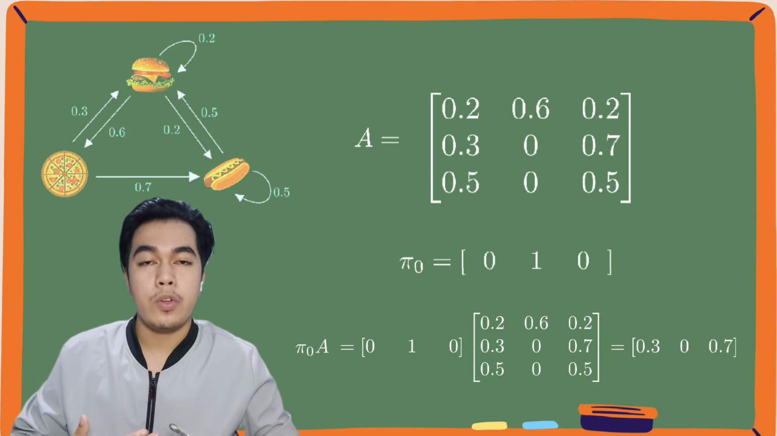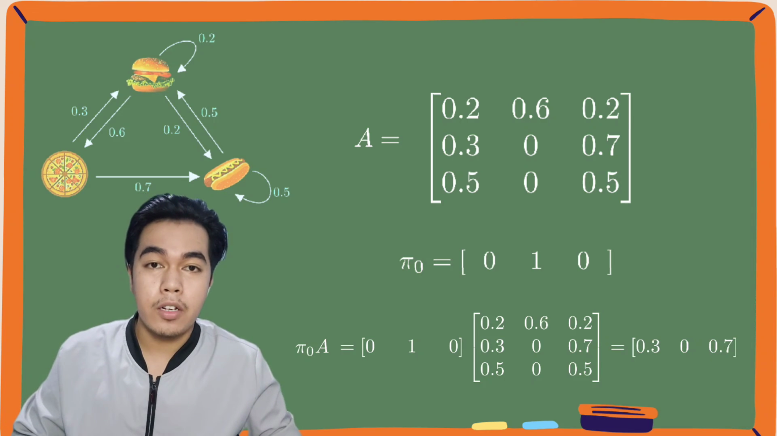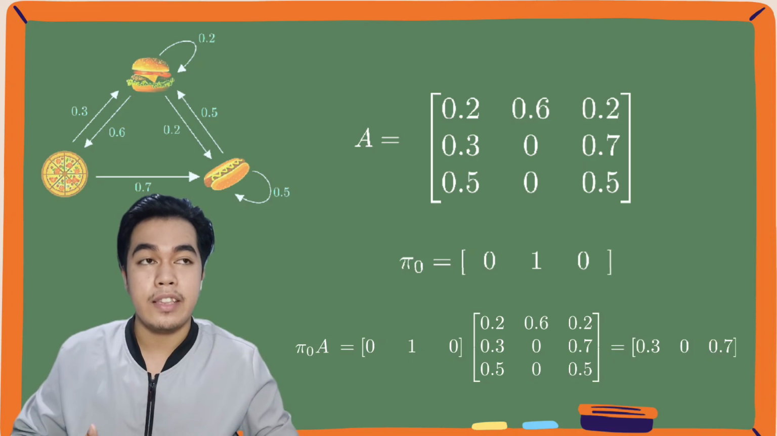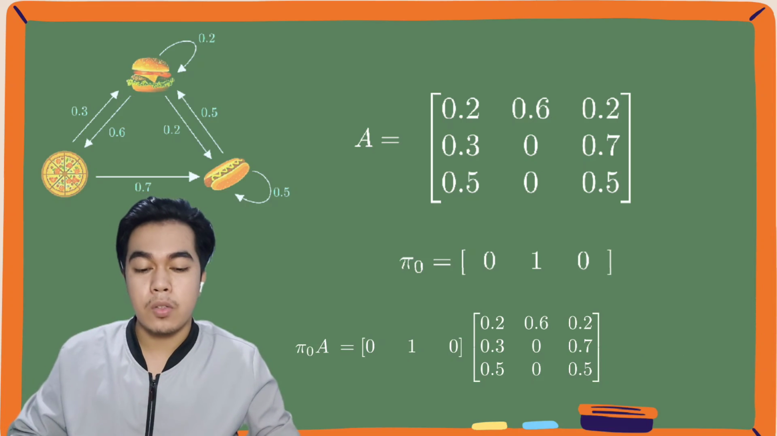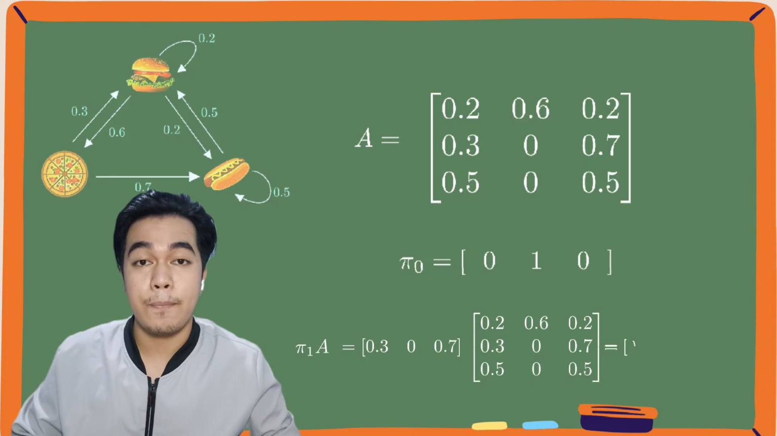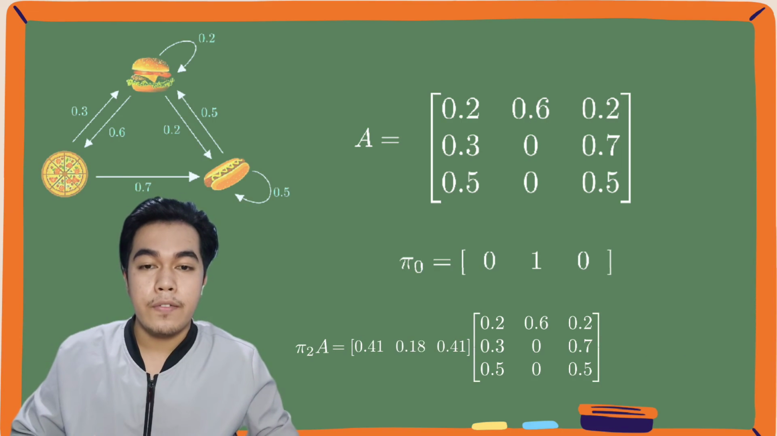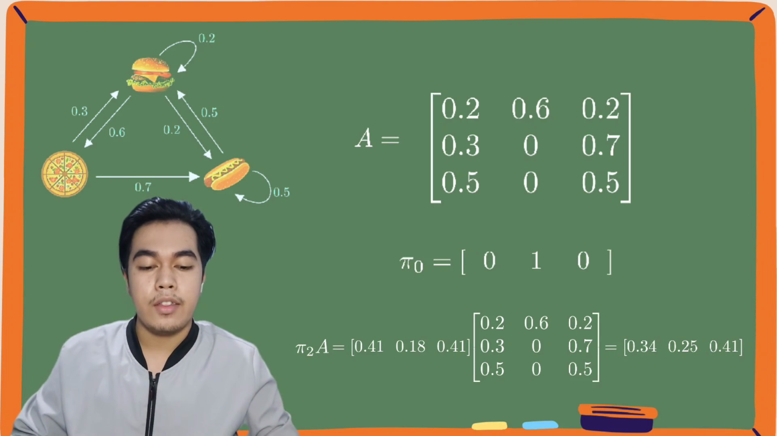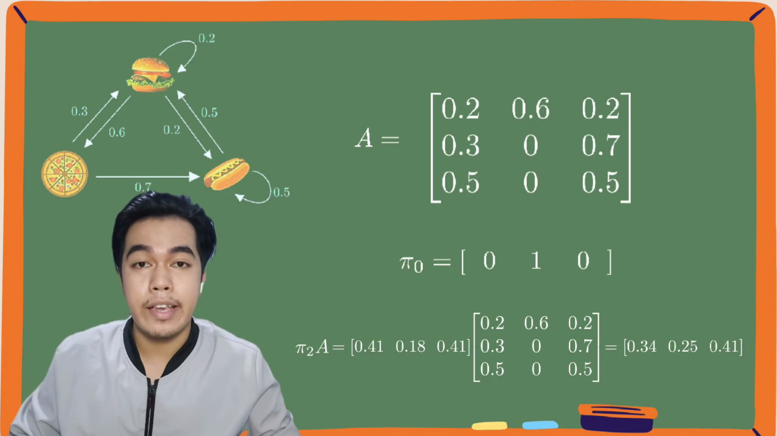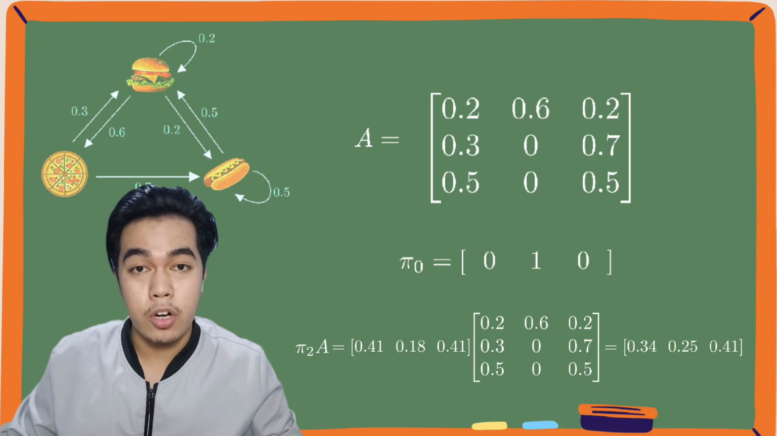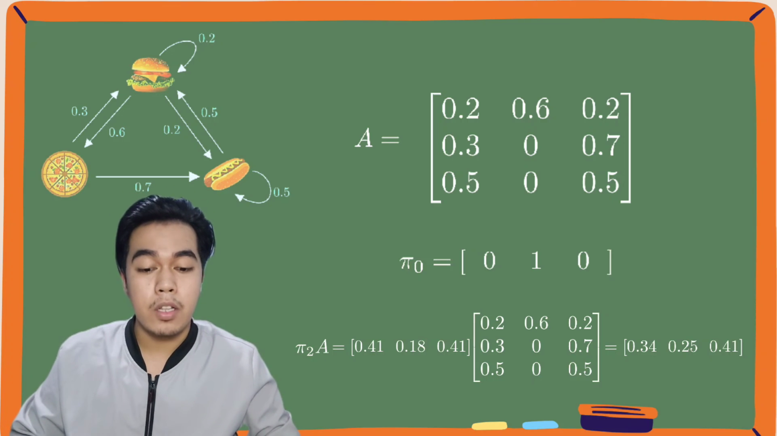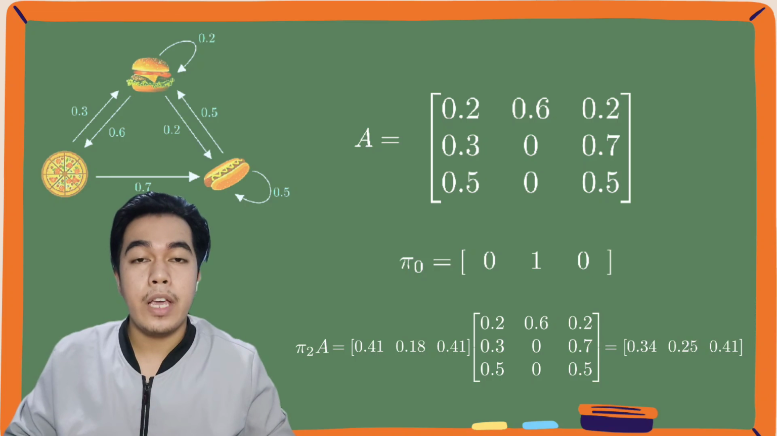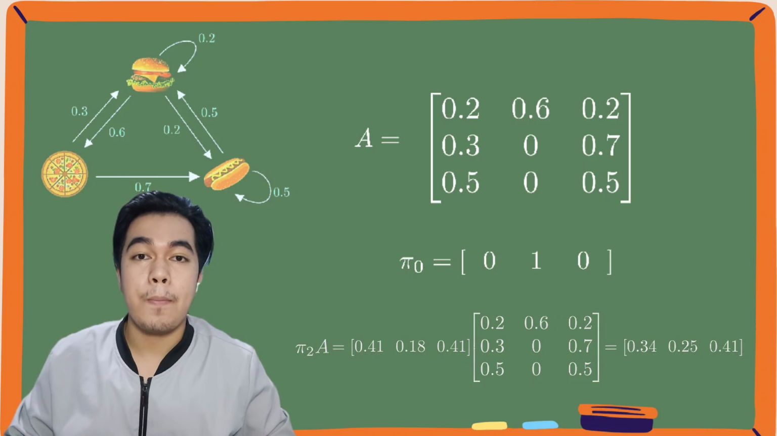In other words, we get the future probabilities corresponding to the pizza day. Then we take this result and put it in the place of pi 0. We will do this once again. Now, if there exists a stationary state, after a certain point, the output row vector should be exactly the same as the input vector. Let us denote this special row vector as pi. So we should be able to write pi A equals pi.